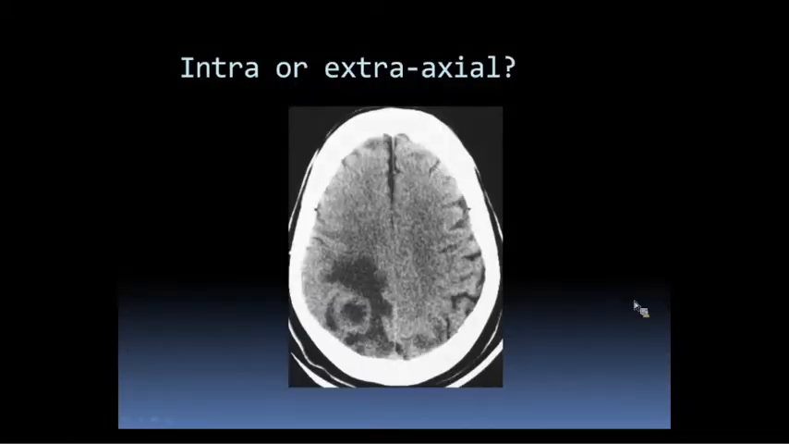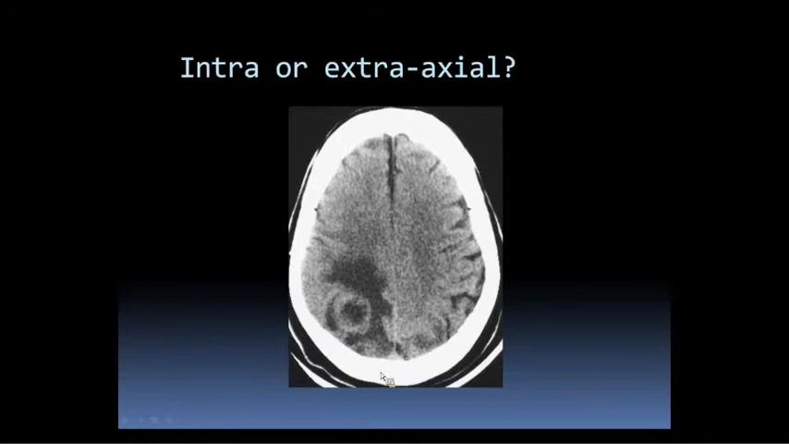Okay, so what do we think about this mass? This is kind of peripheral in the brain also. Is this intraaxial within the brain, or could this possibly be a lesion from outside kind of pushing into the brain or invaginating the brain? Intraaxial, I heard someone say. So yeah, this is an intraaxial lesion.